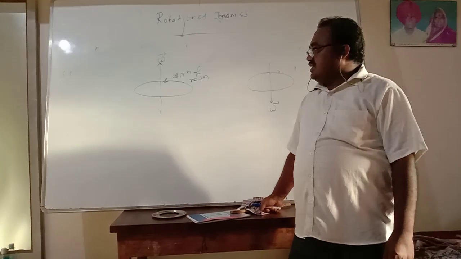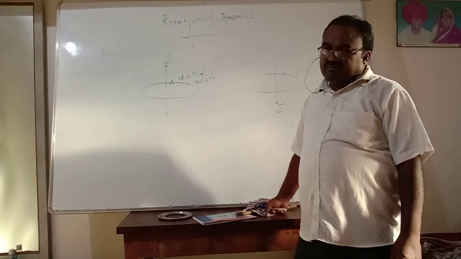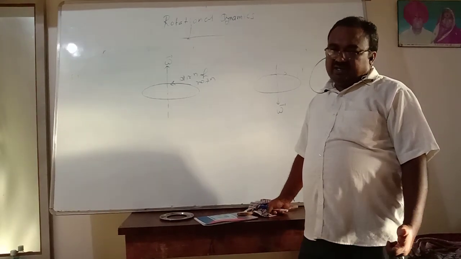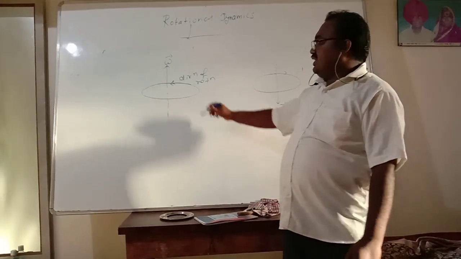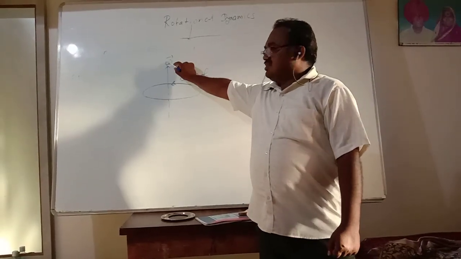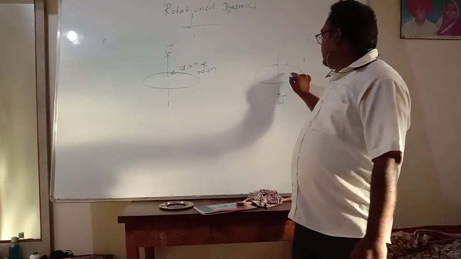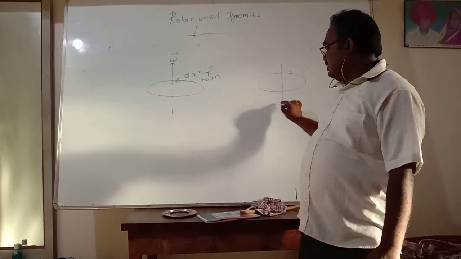This angular velocity is a vector quantity. Its direction is given by the right hand thumb rule. Curl finger gives the direction of rotation and thumb gives the direction of angular velocity. When the direction of rotation is anti-clockwise, angular velocity is upward. When the direction of rotation is clockwise, angular velocity is downward.